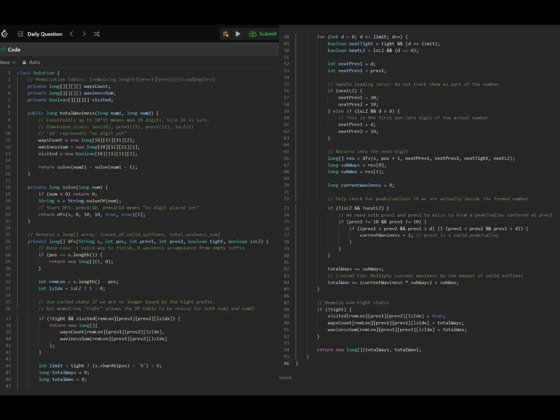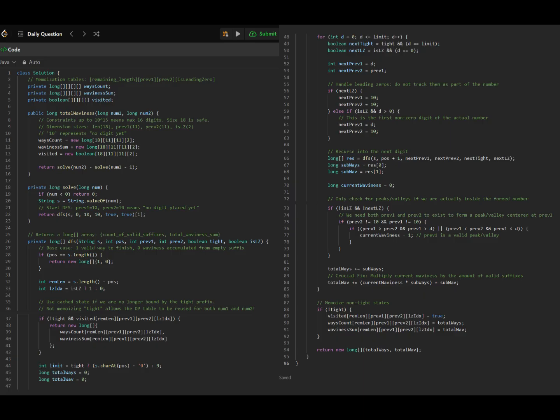2. Smart leading zero handling. isLZ. Because we are evaluating numbers up to 15 digits long, the number 4848 is technically padded with 11 zeros in our DFS, e.g. 000000000004848. Tracking an isLeadingZero state ensures we completely ignore these phantom zeros, preventing the algorithm from falsely counting them as peaks or valleys until the real number begins.